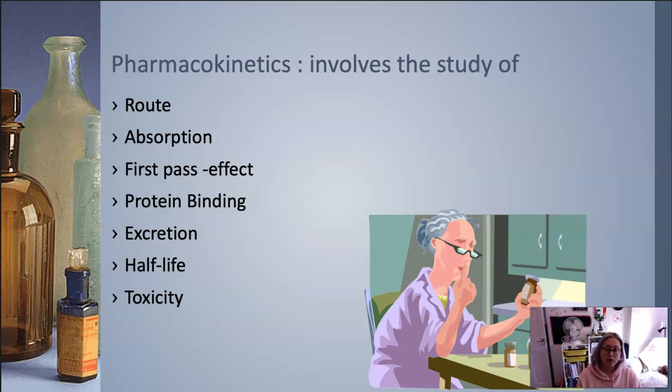So it's really important when we're thinking about our pharmacokinetics to have our key medication in mind so that we can think about some of the important aspects as we're going into it in a little bit more detail.